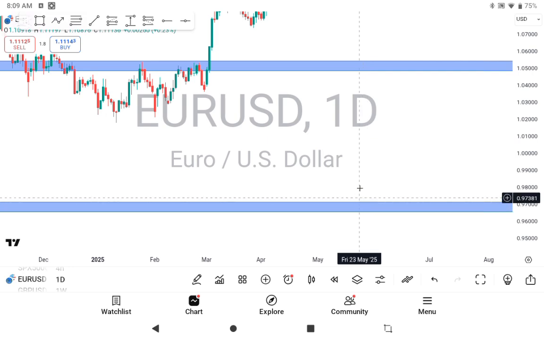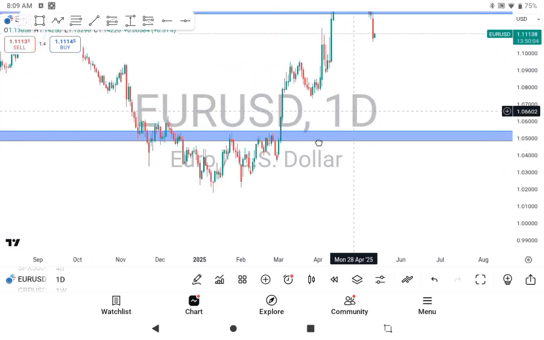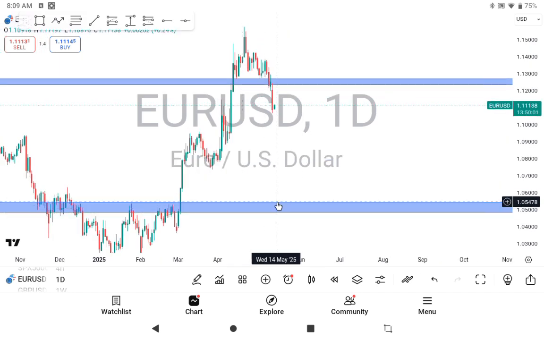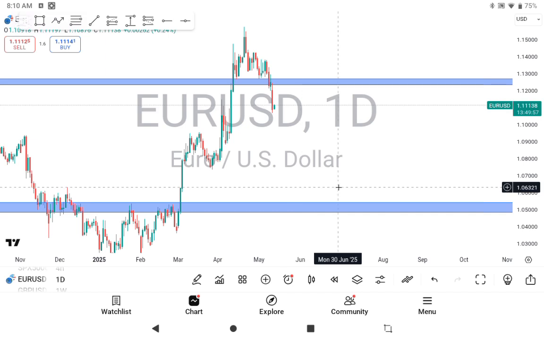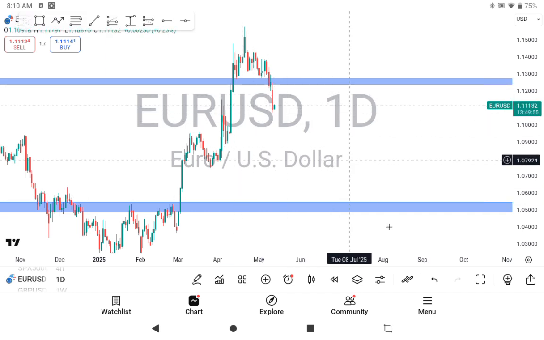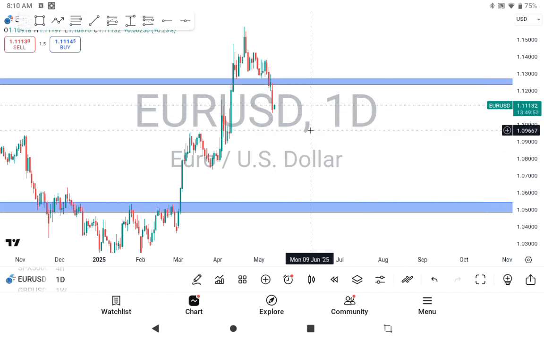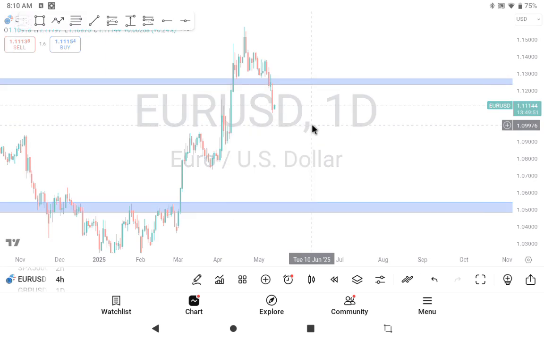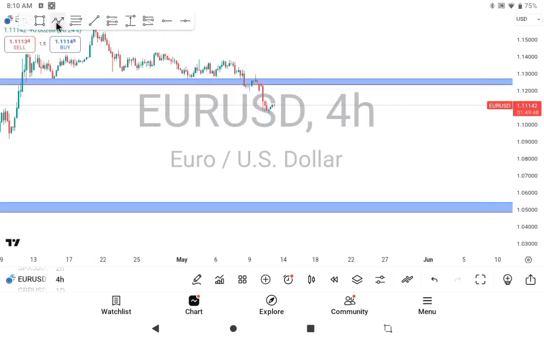If Euro USD should come back right here and break this level right here, Euro USD price is coming right here. But at least before price gets here, it has to pass through this level, pass through this space to come right here. So now let's go to the 4-hour time frame to see details, to see the proper setup.